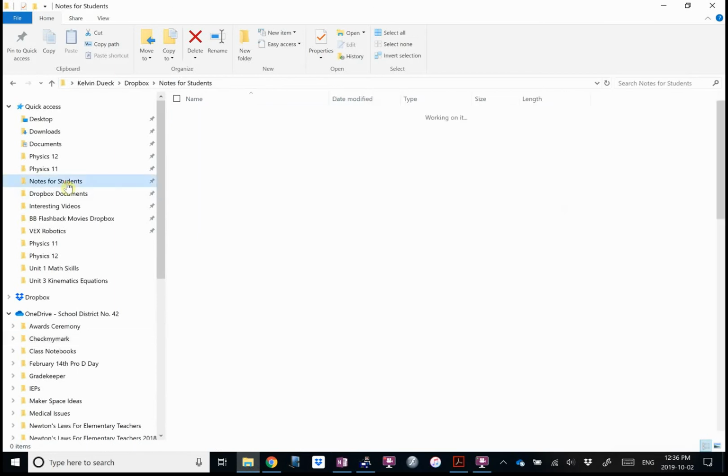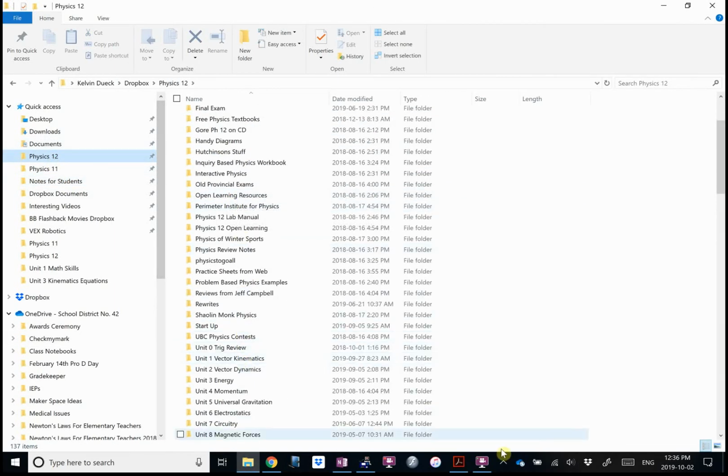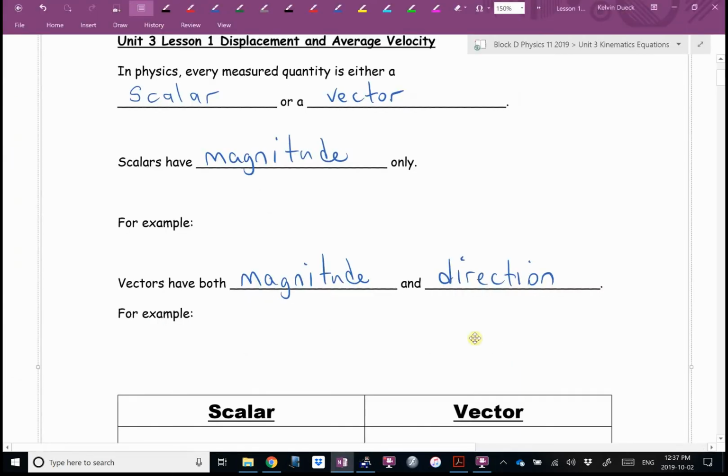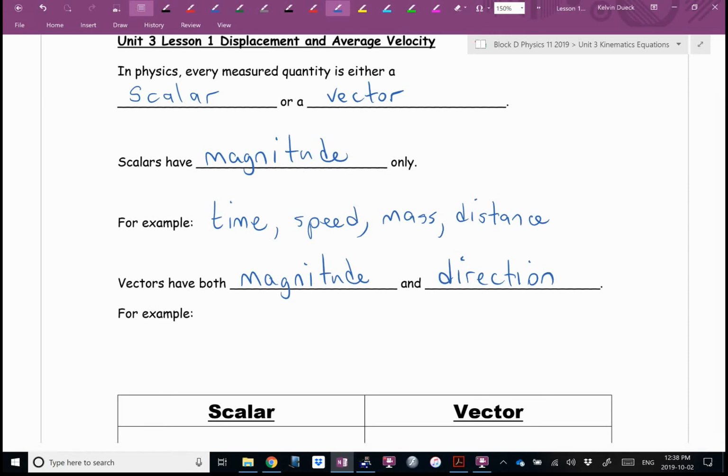Put your pencil down, look up. So what are some examples? Time is a scalar. What time is it, or how long did it take? Adding a direction doesn't even make sense. Speed is a scalar. You'll learn that. Mass is a scalar. What's the mass? 28 kilograms. It doesn't make sense to say 28 kilograms north. Distance is a scalar. Voltage is a scalar. Work is a scalar. Energy is a scalar. What else is a scalar? There's lots out there. I'm not going to list them all.